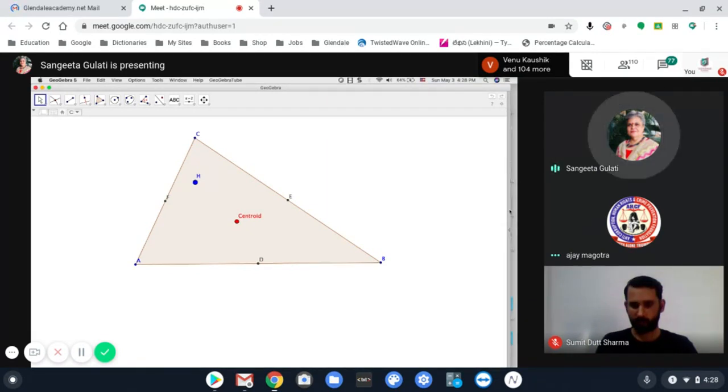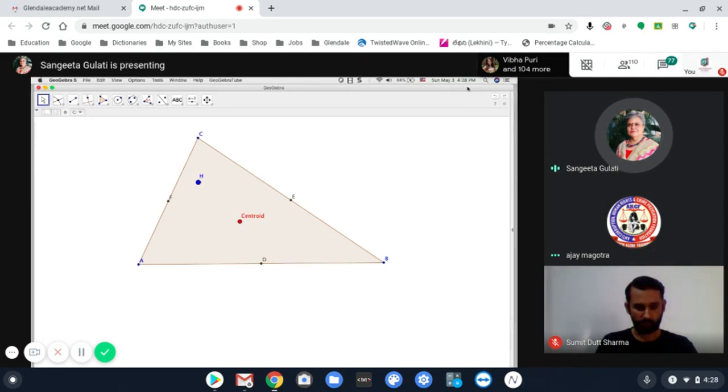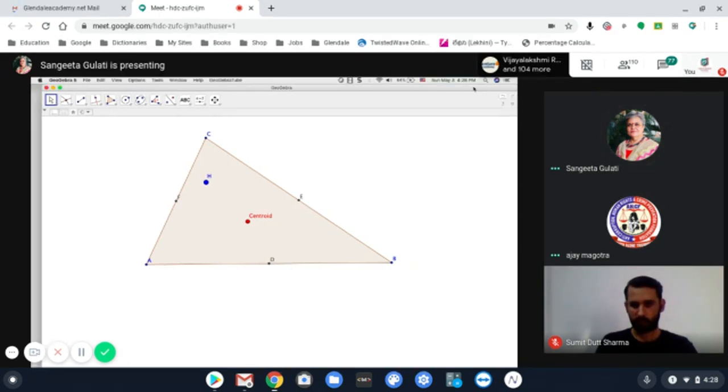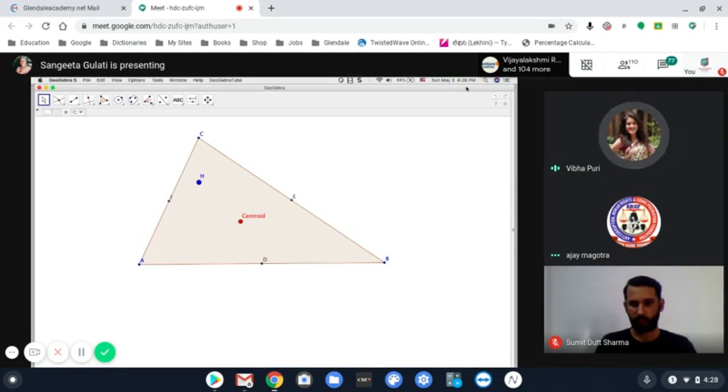So what is the feedback, Vibha ma'am and Renuka ma'am? Are they good to go? Yes, ma'am. No doubts on that. We're getting a lot done. They want to start with 11th and 12th. So we have done two activities on geometry.